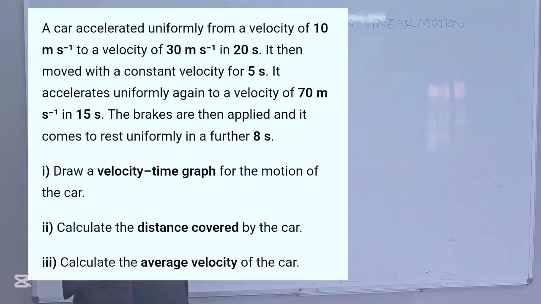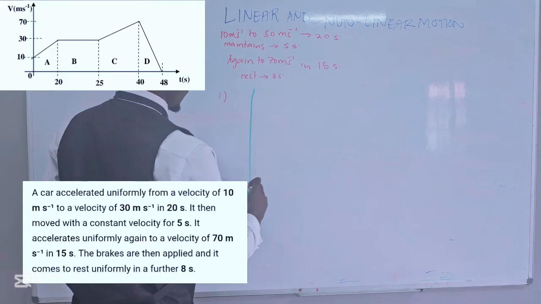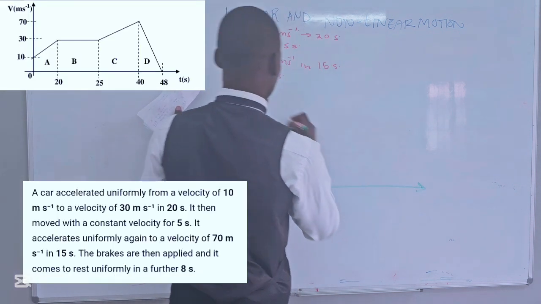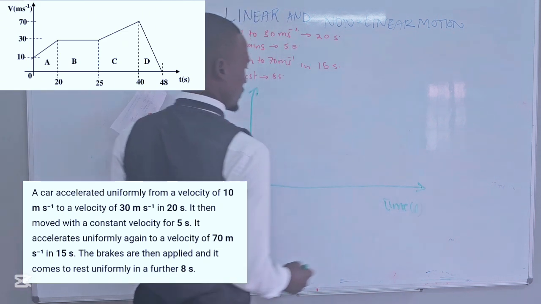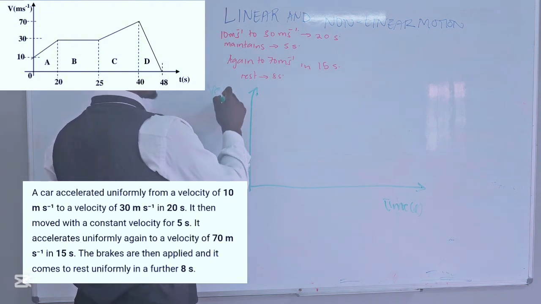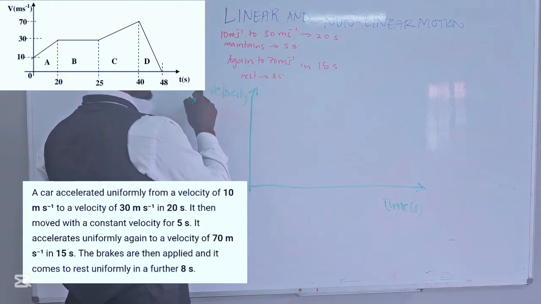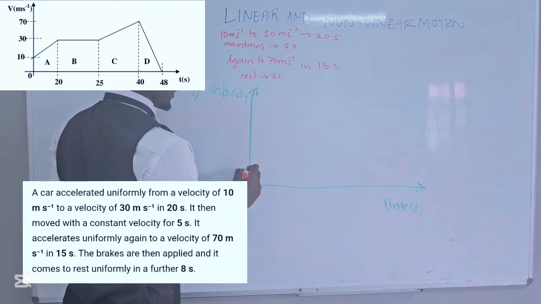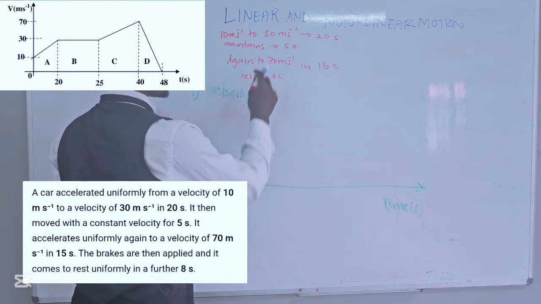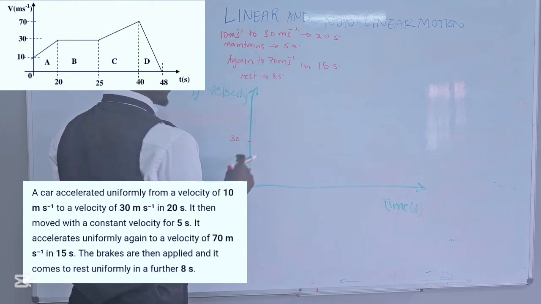So the first question, what they are telling us is to draw or come up with a velocity time graph. If it is a velocity time graph, we expect to have something like that. This is time and this is the velocity. So they said it starts from a velocity of 10 meters. So this is 10 up to 30, for the first 20 seconds.